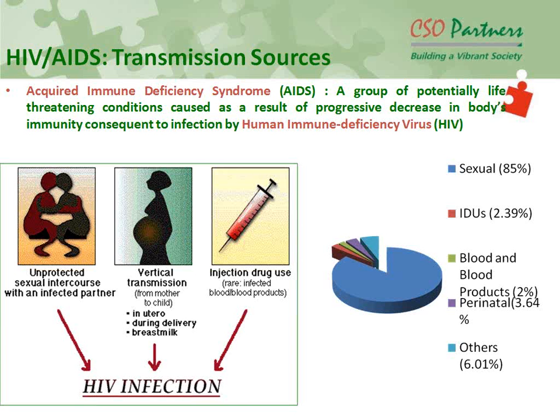Now if you see all the transmissions, 85% of the transmissions of HIV are through sexual intercourse. IDUs are 2.39%, blood and blood products 2%, perinatal 3.6%, and others 6.0%. So we see that the highest percentage of transmission happens through the sexual route. The second is others, where definitely there would be a number of causes. Then perinatal, that is from mother to child, then blood and blood products 2%, and IDU 2.39%. So most transmission happens through sexual channels.